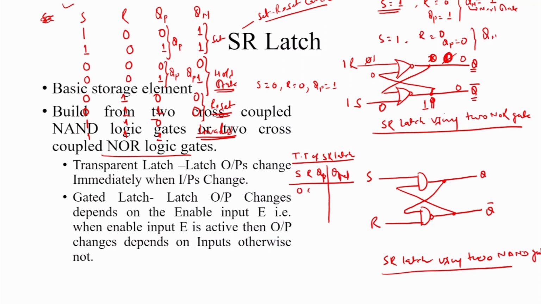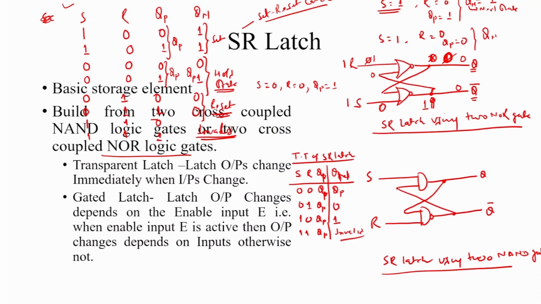For 0 0, whatever the value of Qp, either 0 or 1, the next state is the same as Qp. For 0 1, whatever the value of Qp, this is always reset, the value is always 0. For 1 0, whatever the value of Qp, this is always the set state, that is 1. Similarly for 1 1, whatever the value of Qp, this is invalid.